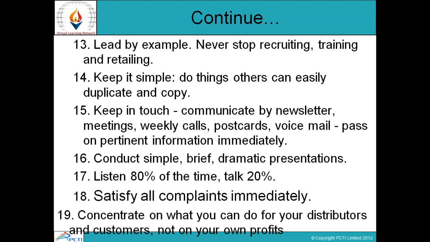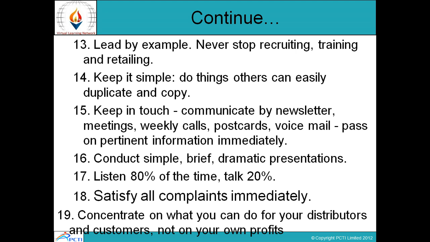Keep it simple. Do things others can easily duplicate and copy. Means whatever approach we are going to use for the marketing, for the network marketing and for the publicity of that product, that should be simple. Keep in touch. Communicate by newsletter, meetings, weekly calls, postcard, voicemails. Pass on pertinent information immediately. These are the ways through which we can have a better communication network among our peers and all.